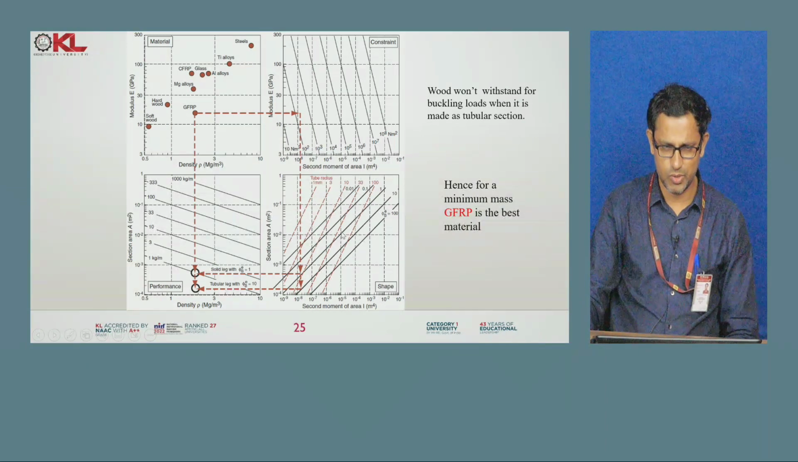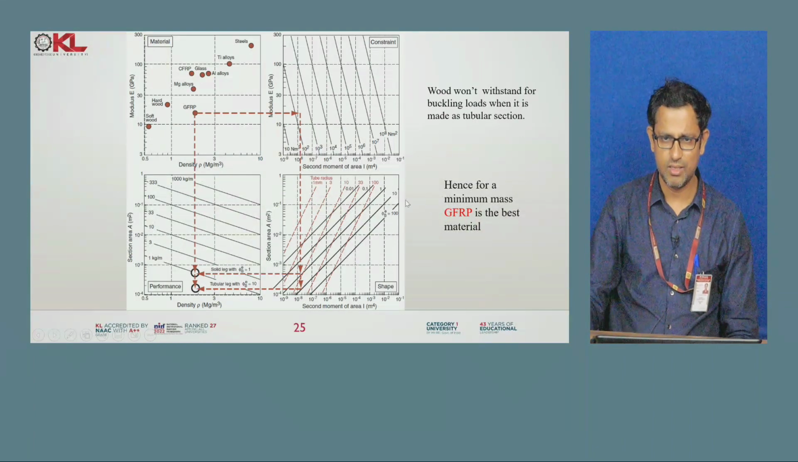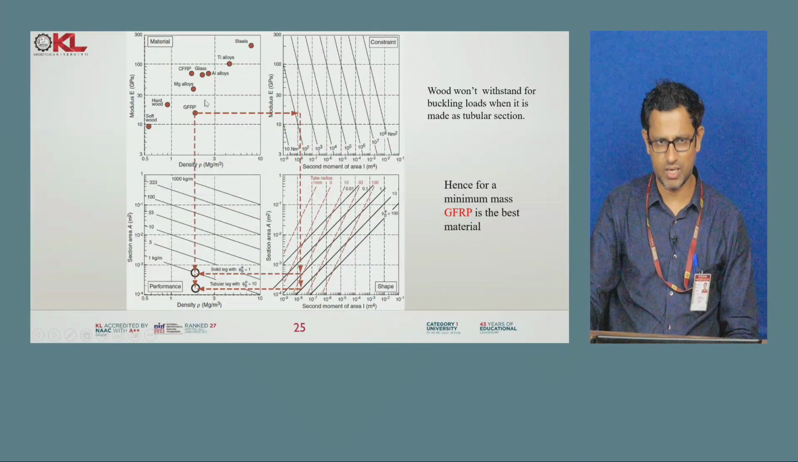Okay. Like this, using these 4 charts, we have to select a material based on the shape and its function. So for this particular table legs application, GFRP. If cost is a constraint, then we have to go for wood or other materials.